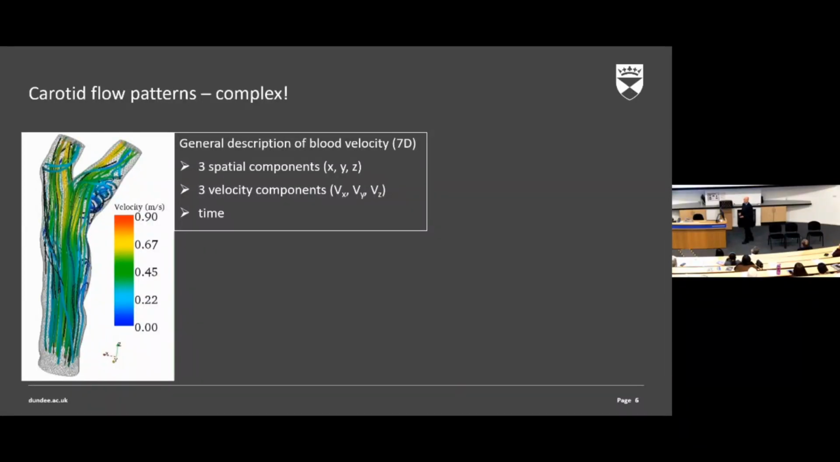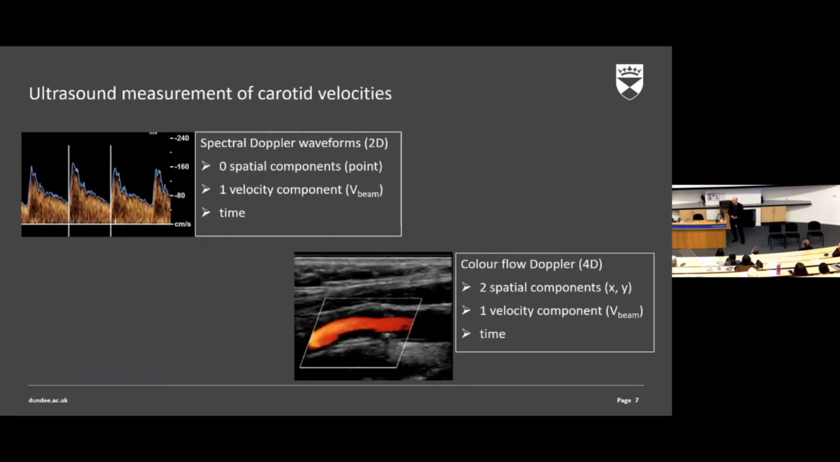So for a true characterization of blood flow, we need 3 spatial components, X, Y, and Z, 3 velocity components, Vx, Vy, and Vz, and 1 time. So that's 7 components in all, 7D flow. That's what we ideally need to describe complex blood flow. Let's have a look at how ultrasound does in this regard.